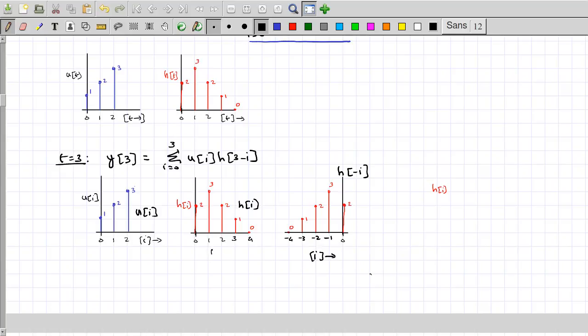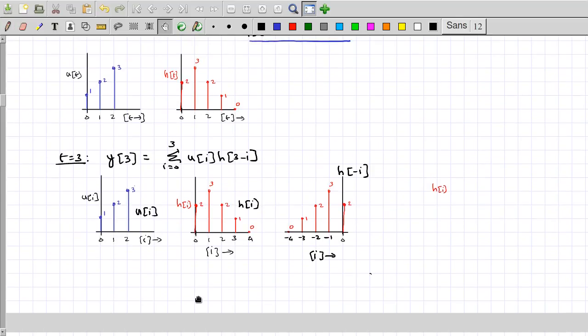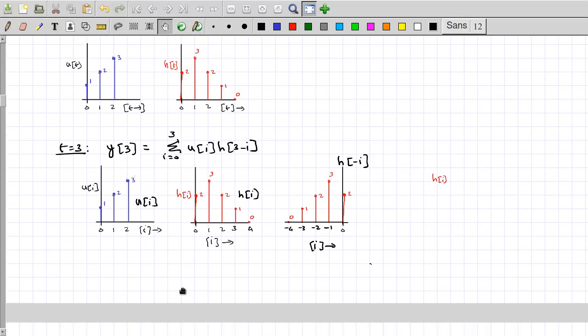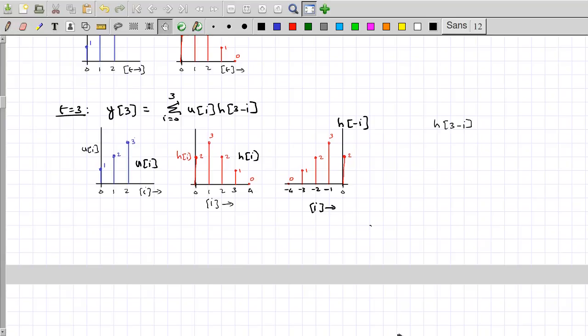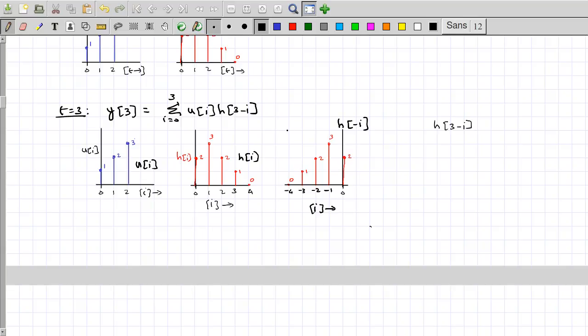This one should probably also be i like this. So what we've got is h of minus i, but not h of 3 minus i. What is h of 3 minus i? If you think about it for a second, h of 3 minus i is simply shifting this whole thing right by 3. So let's do that.